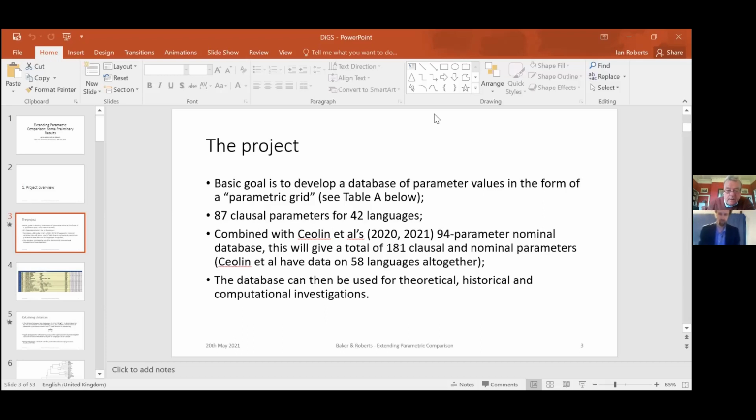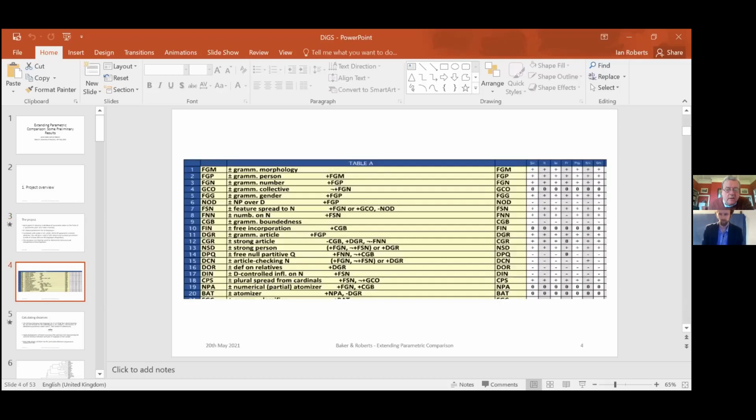field in general. Just for those of you who aren't fully familiar with the parametric comparison method as it's been developed by Longobardi and others in recent years. Basically, the idea is to construct a table of this kind, which gives information about, first of all, a parameter and a code associated with the parameter. And then there can be an indication of the implicational relations that that parameter bears to others. So, for example, here, parameter 2, plus or minus grammaticalization of person, depends on the positive value of plus or minus grammatical morphology in order to be active.